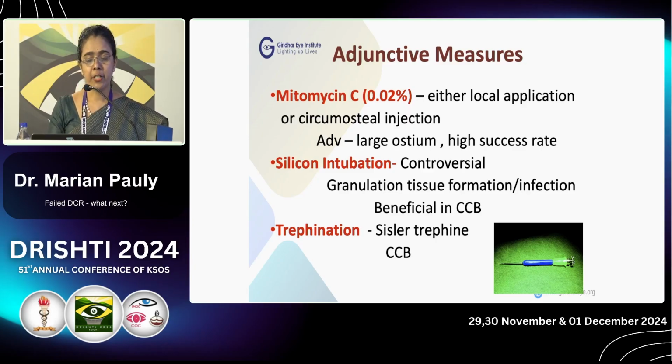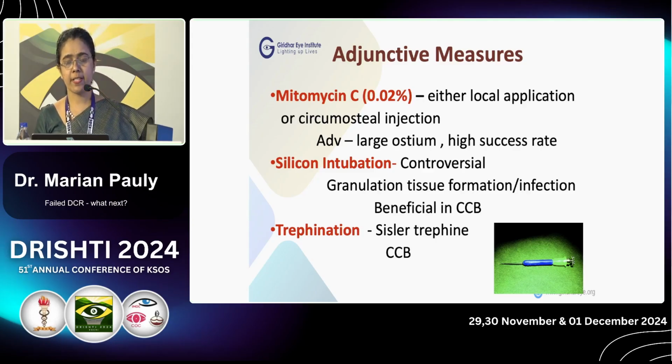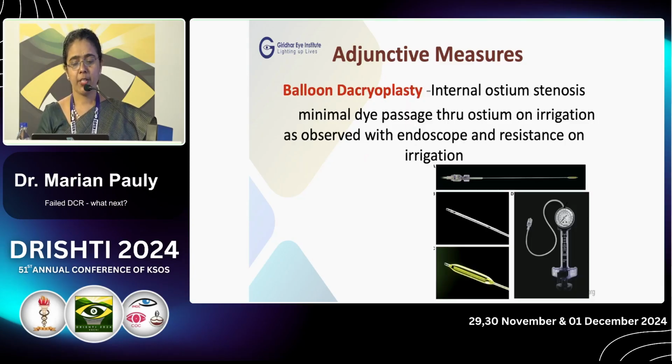Silicone intubation is a little controversial because there have been lots of studies showing silicone induces inflammation, granulation and leading to cicatrization again. But silicone intubation can also be done. Then if there is an associated common canalicular block, you can use a Sisler trephine to trephine the fibrous tissue and put an intubation. Balloon dacryoplasty is especially used in internal ostium stenosis.